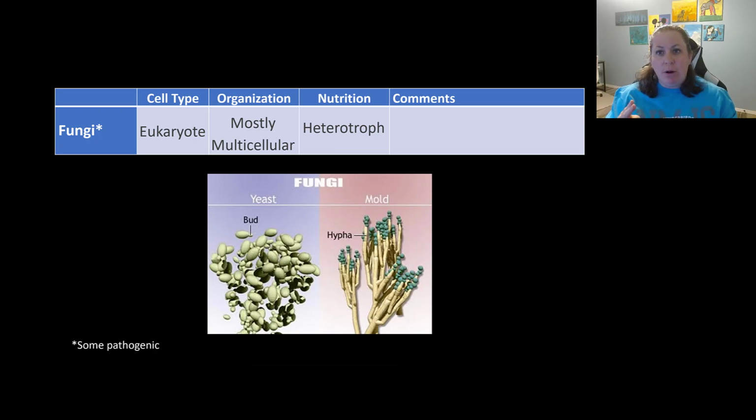Now, there are two forms that fungus can come in, and there's the mold form, which is the multicellular form, and then there is the yeast, which is the unicellular form. All right, and there's a picture here that kind of shows you both forms.